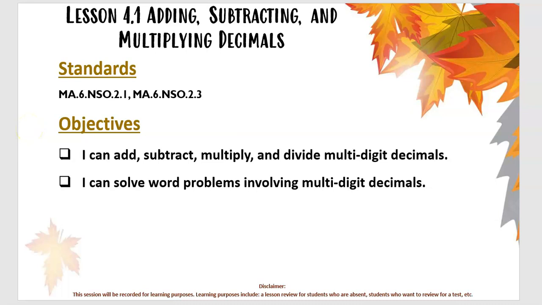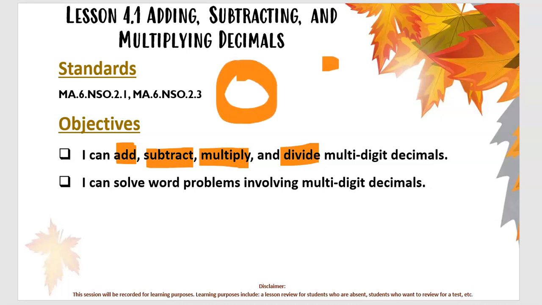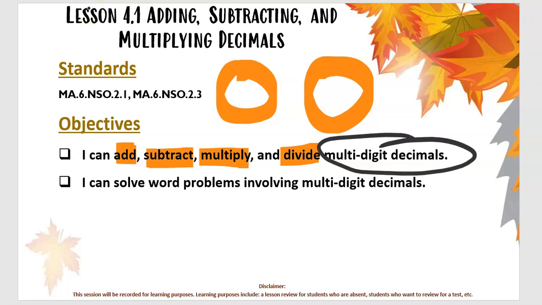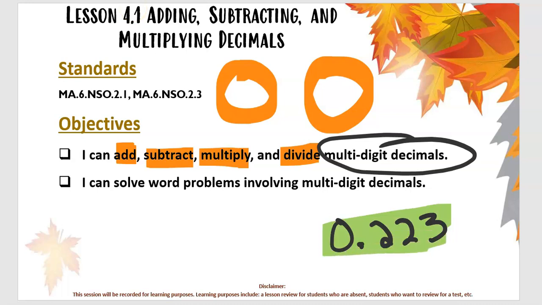I can subtract, multiply, divide multi-digit numbers. I'm going to stick with the color codes here. I love to make my operations color coded in orange because orange starts with O and operation starts with O. And here we go, multi-digit decimals. Let's see here, like 0.223. That's a multi-digit decimal. How many digits are there? 1, 2, 3, 4 digits. 4 digits, but there's only one number. This is one number with 4 digits. Just kind of getting you.